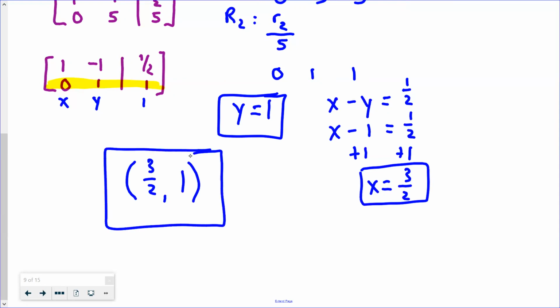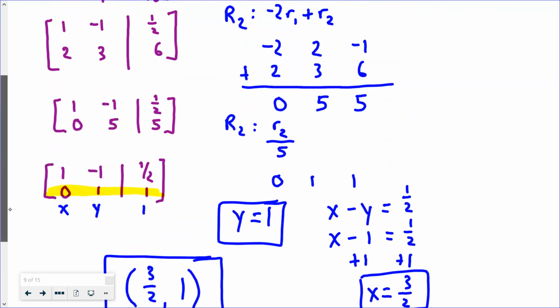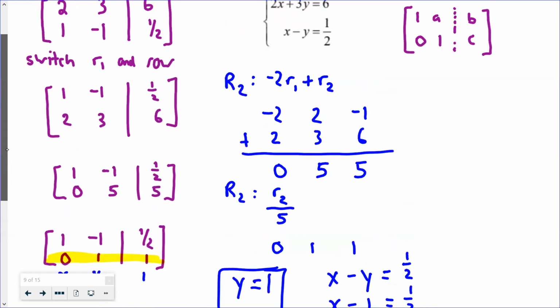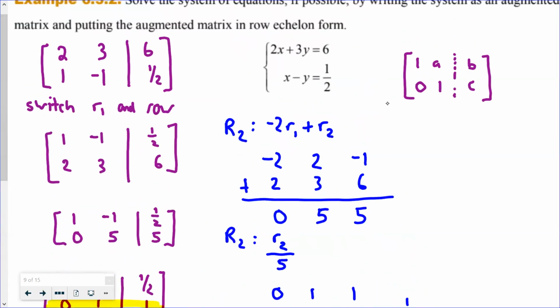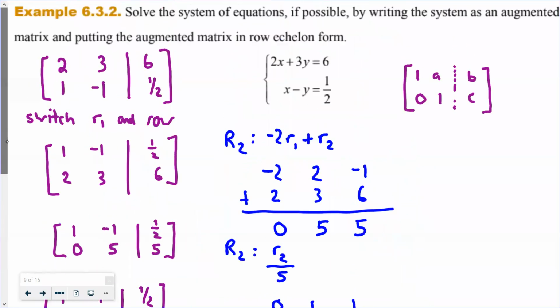So again, this would be a consistent, independent solution because it has one solution. Okay? Now let's check our work before I open it up for questions. Let's come back to the very beginning here and plug in x is 3/2 and y is 1.